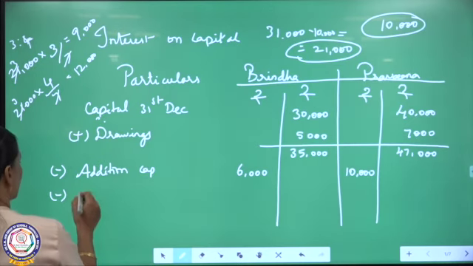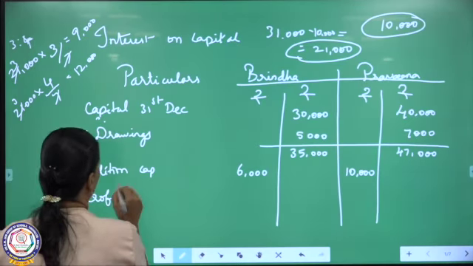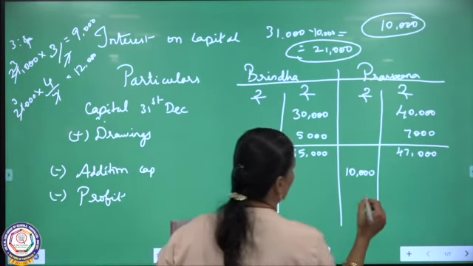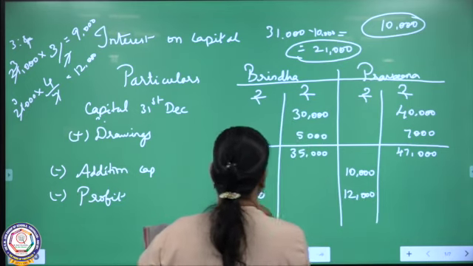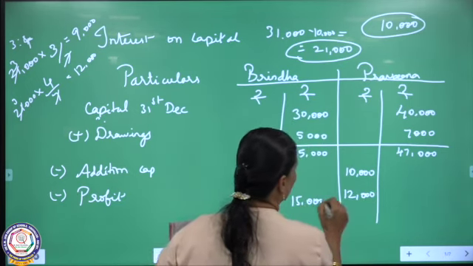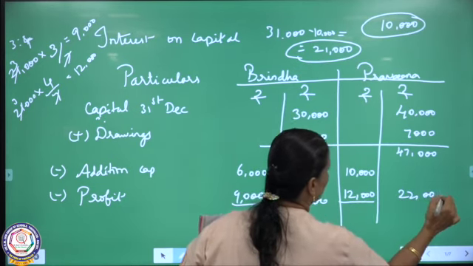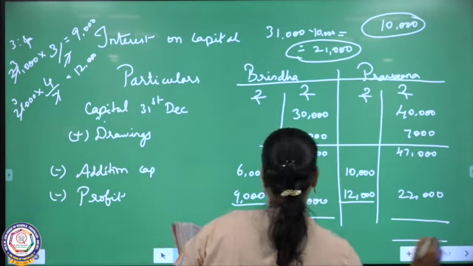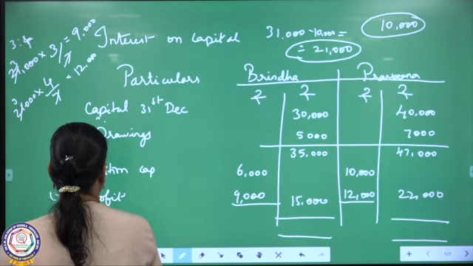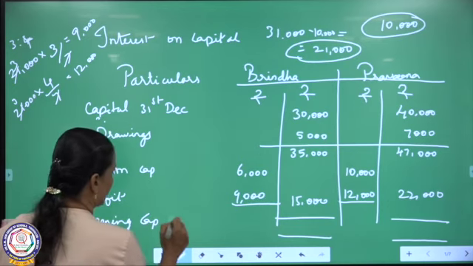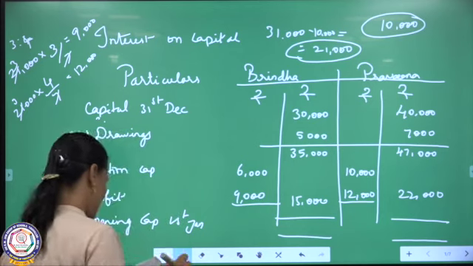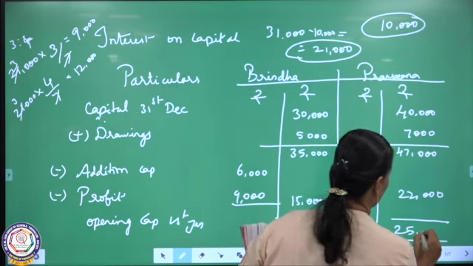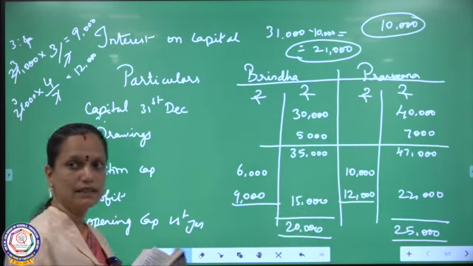So, profit how much? Profit 9,000 and then 12,000. Do you understand, children? So, 15,000 here, here 22,000. Okay, do you understand? So, now we have to calculate opening capital. First January, how much? 20,000, here 25,000. Do you understand, children, this one?